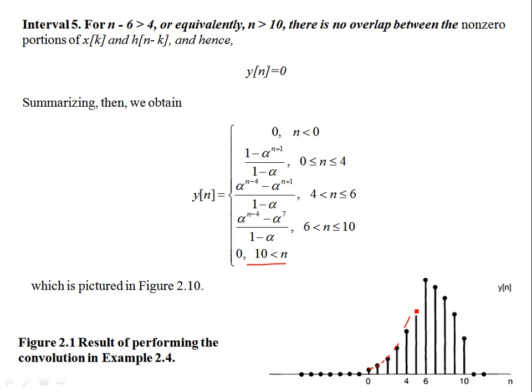This is my output, and there are 5 intervals which are given as such. For n less than 0, y of n is 0. For n greater than 10, y of n is 0. For 0 to 4, we have this expression. For 4 up until 6, evaluated the geometric progression as alpha to the n minus 4 minus alpha to the n plus 1 minus alpha. For 6 to 10, we have this expression. Okay, so this is a summary. This is what we obtain.